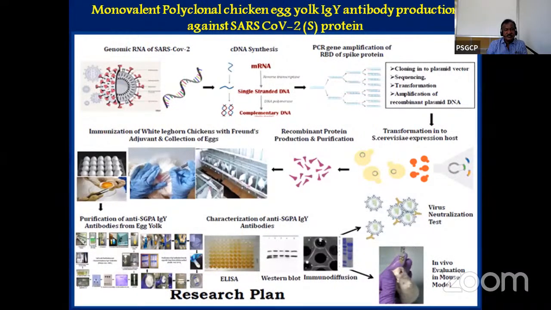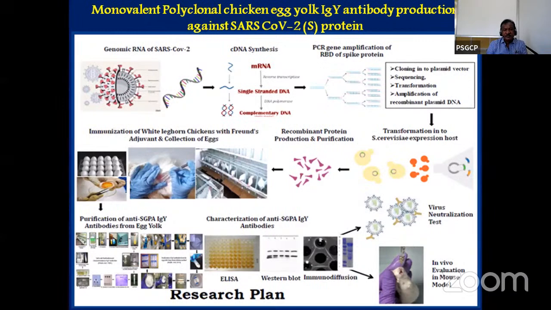21-week-old white leghorn chickens. Antibodies were raised. Those antibodies we took for characterization using titration, like the ELISA method, titration of antibodies, and checked sensitivity and specificity. Then, through immunodiffusion, we found that there are antibodies.